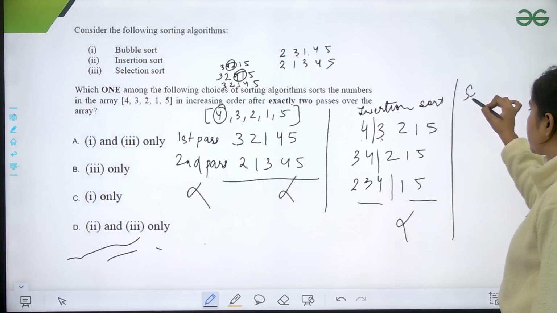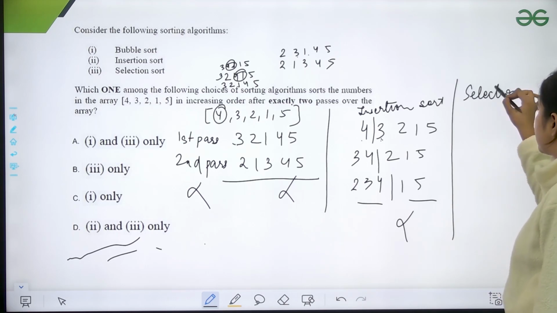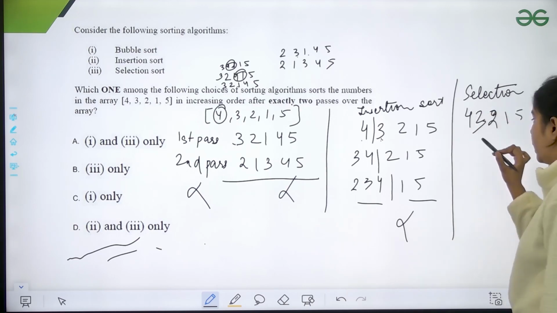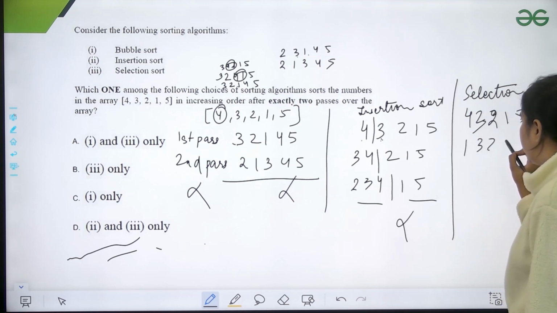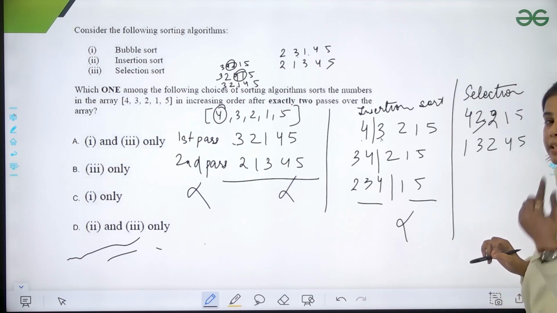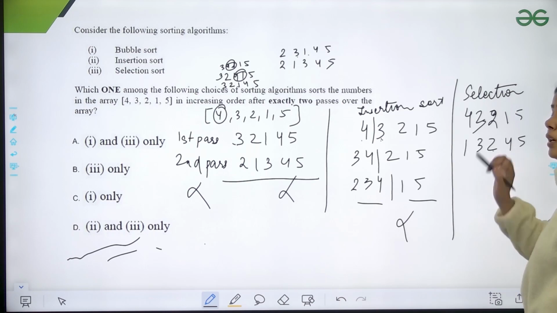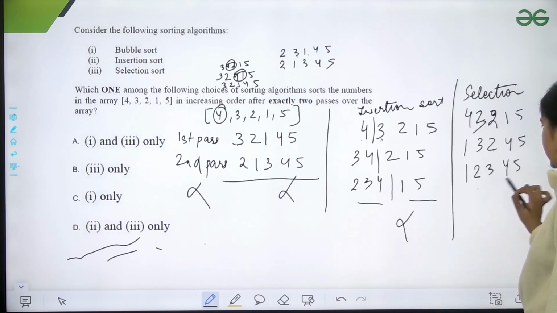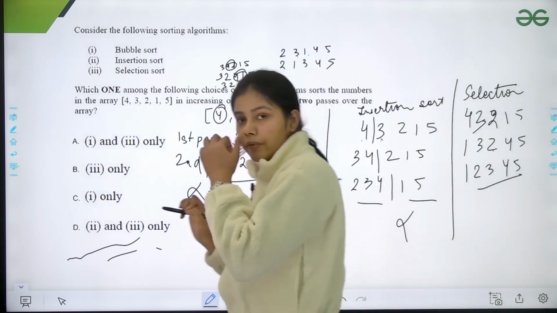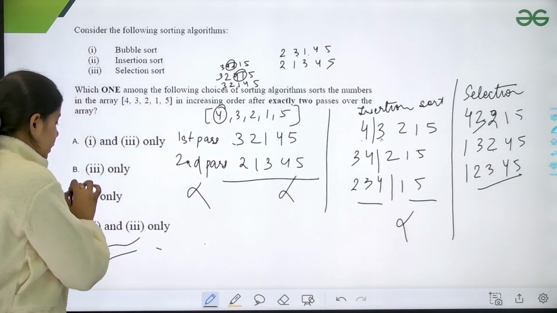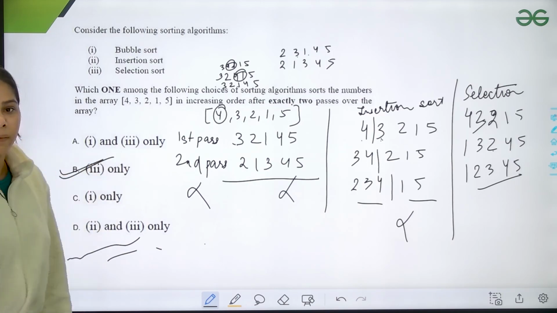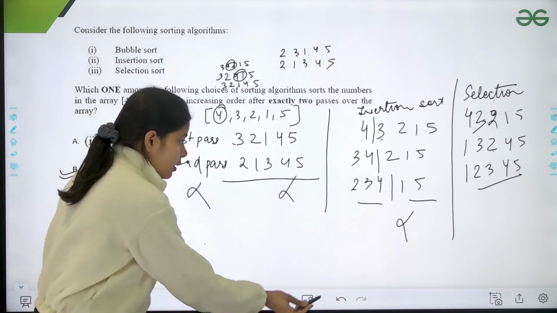Now if I talk about selection sort, what would it do? It would find the smallest element. So 1 is the smallest element and it swaps with the first element. So what would I get? 1, 3, 2, 4, 5. Now it would find the second smallest element and replace it with the second one: 1, 2, 3, 4, 5. So you can see that in selection sort we are getting a sorted array in exactly two passes. So which option is true? Option B is true here. B is the only true option.